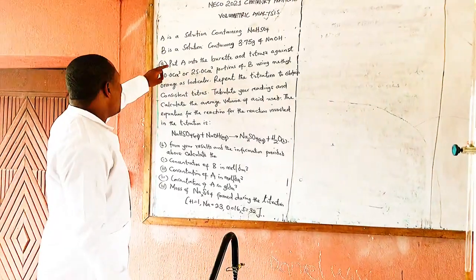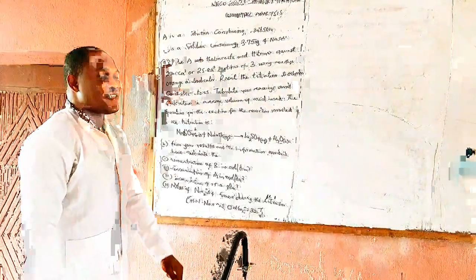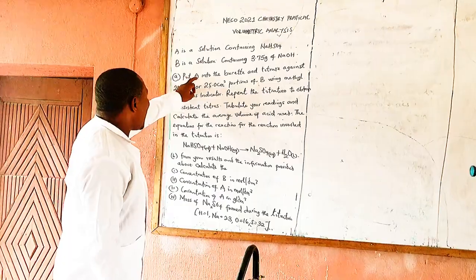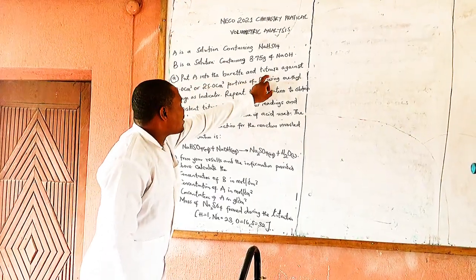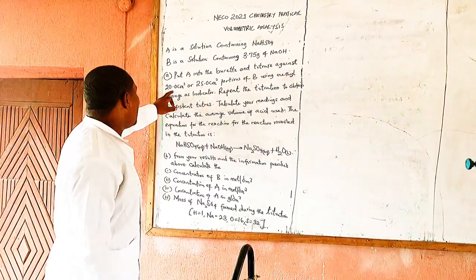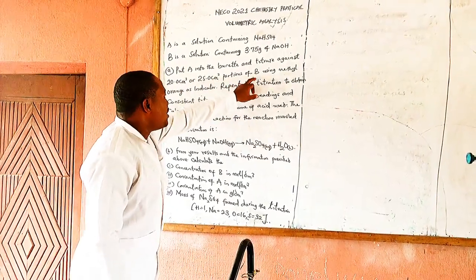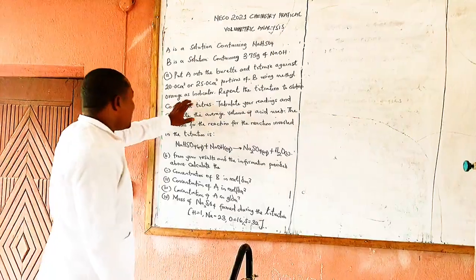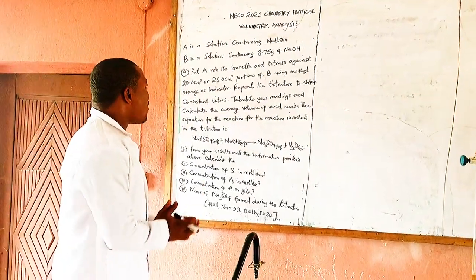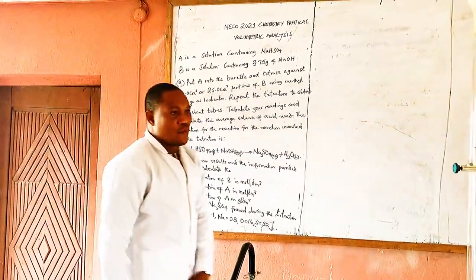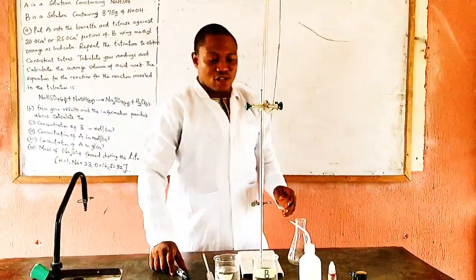You are now told to put A into the burette. Can you see? That's an instruction. Put A into the burette and titrate against a 20.0 cm³ or 25.0 cm³ portion of B using methyl orange as indicator. Now let's take it step by step. Put A into the burette. So we want to put A into the burette now.